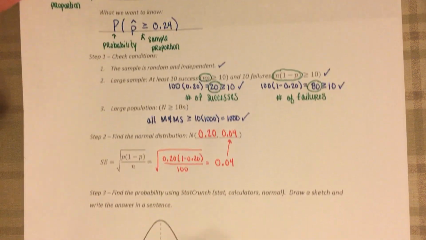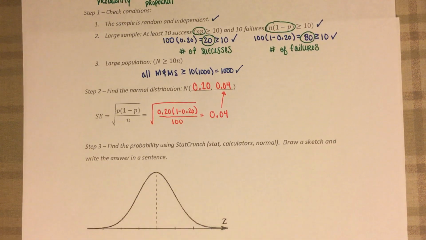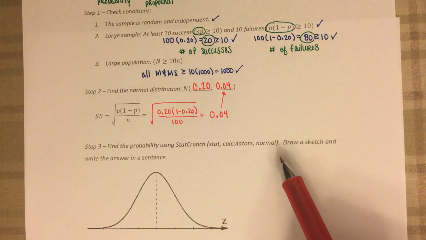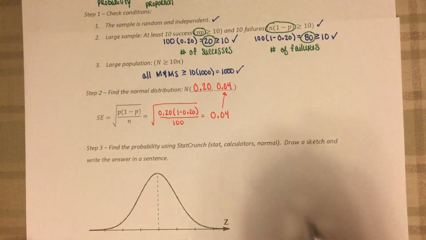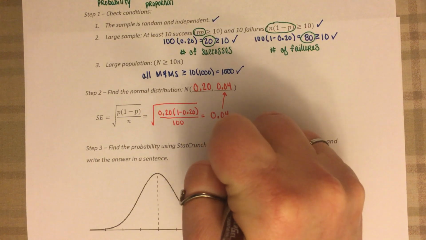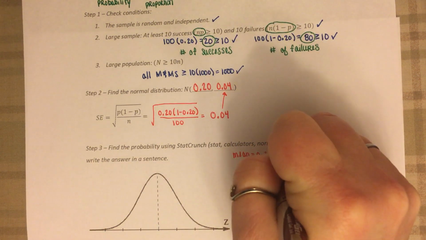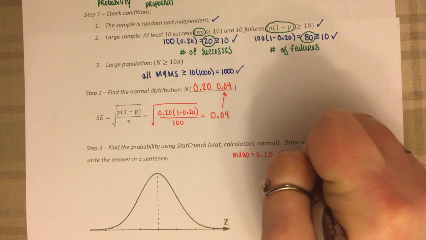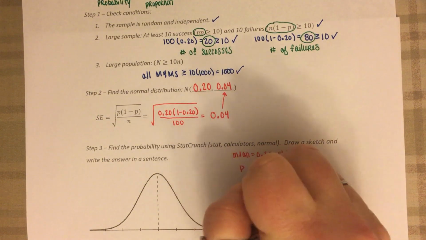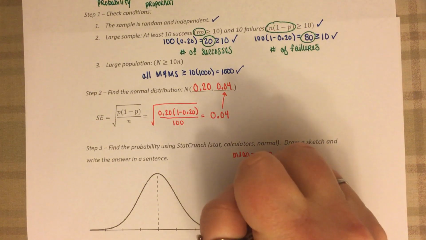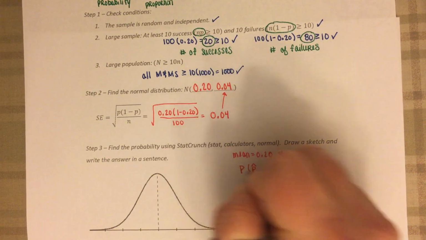Now that we have this information, we're going to go to StatCrunch, into our normal calculator. I'm going to write it out for this first one. We're going to enter that our mean is 0.20. Our standard deviation is the standard error that we found, which is 0.04. We have p, and when we're looking in StatCrunch, it shows an x, but that x is our p hat that we're looking for.